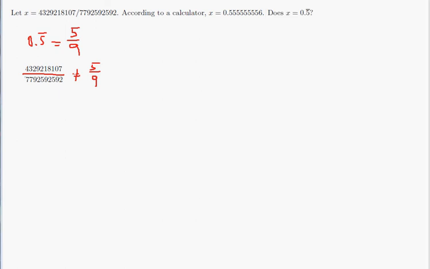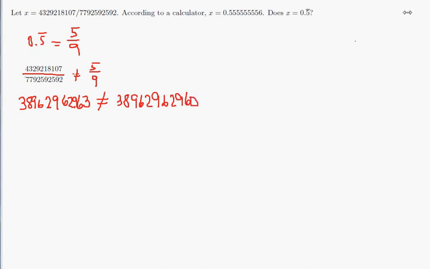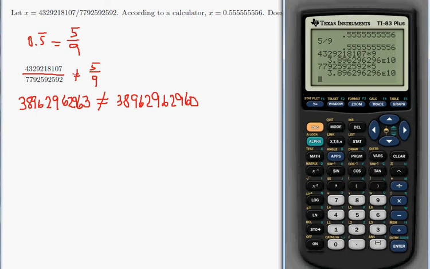So let me put this over here, that if I were to cross multiply, on this side it would be 38962962963 if I were to multiply it out, and that's clearly not the same as 38962962960. And that's what we get.